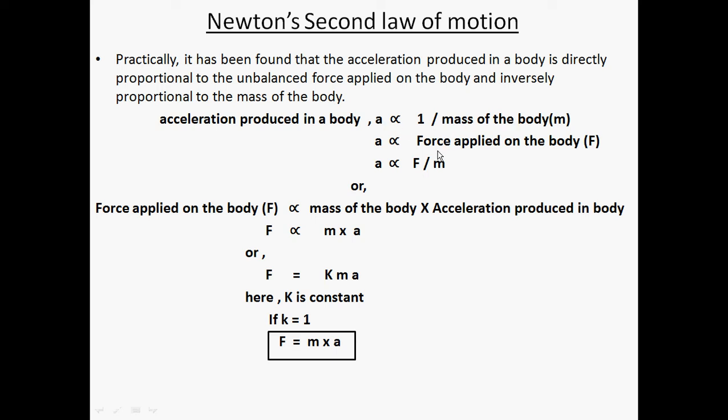And if we combine both the relations, the acceleration will come out to be: acceleration is directly proportional to F upon m. So in this way we can understand the force applied on the body is directly proportional to the mass of the body into the acceleration produced in the body. Now, force is directly proportional to m into a, and if we remove this proportion sign, a constant must come, and that constant we are assuming as k, so F is equal to k m a, and here k is a constant. If we take k as 1, the relation comes out to be F is equal to m into a. That means Newton's second law of motion can also be stated as: the unbalanced force acting on a body is the product of the mass and the acceleration.